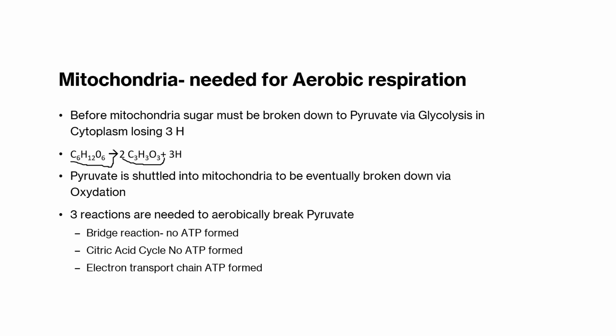Now, once you have pyruvate, that can be sent to the mitochondria, where it will eventually be broken down by oxidation. To do that, you actually have 3 more reactions. So there's 4 reactions to take sugar and get it into the mitochondria. But to get something in the mitochondria to be able to be broken down, you have 3 reactions. The first one's called the bridge reaction, in which no ATP is formed. Then there's a citric acid cycle where the ATP isn't formed directly. You do form GTP, and you form the products that are going to go to the electron transport chain where ATP is going to be formed.